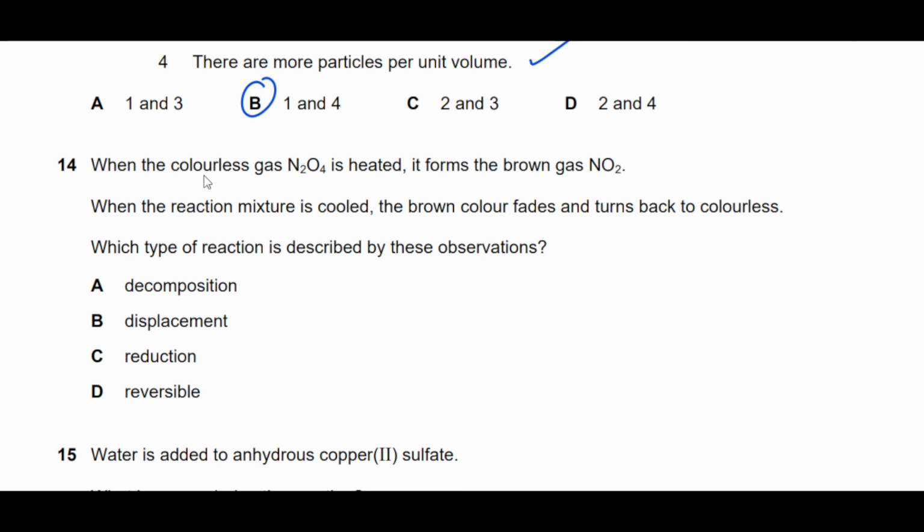Okay, so initially, if you heat it, it forms a brown gas. N2O4 will form a brown gas NO2. But when you cool it down, the brown color fades and turns back to colorless. So initially it's colorless. You heat it, it will turn brown, but if you cool it back, it will turn back to colorless. So the only reaction that goes in this way would be a reversible reaction. Okay? B.